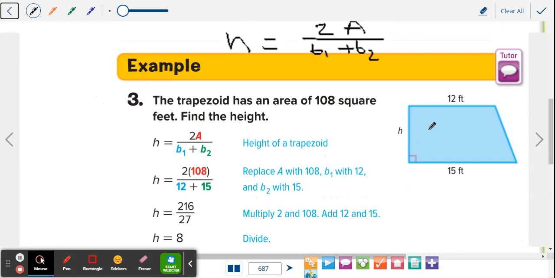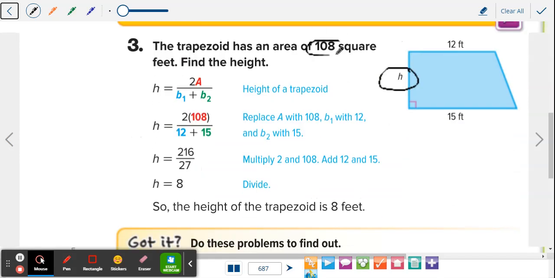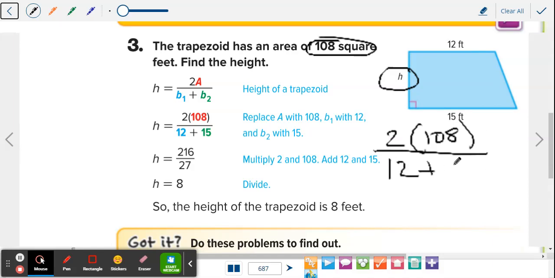So this first one here, okay, we're trying to find the missing height. We don't know how tall this trapezoid is. So we use this formula. They give you the area right there, 108. So you're going to do 2 times 108. Now it's divided by base 1 plus base 2. What's base 1? 12. What's base 2? 15. So do 2 times 108 divided by, what's 12 plus 15? So 216 divided by 27.